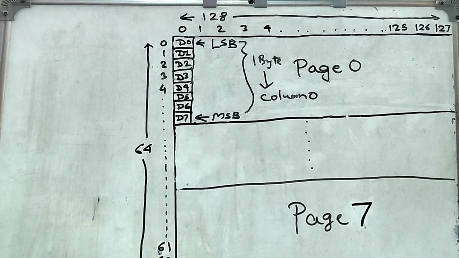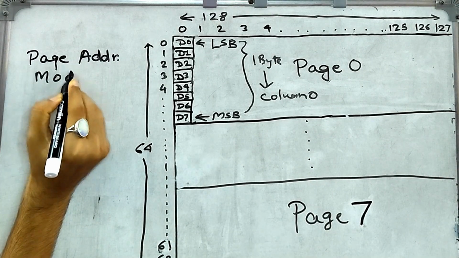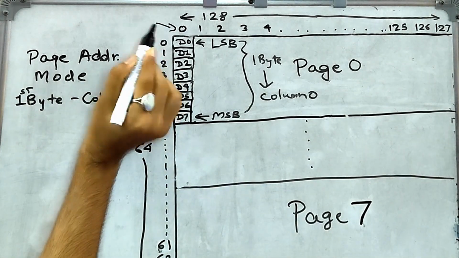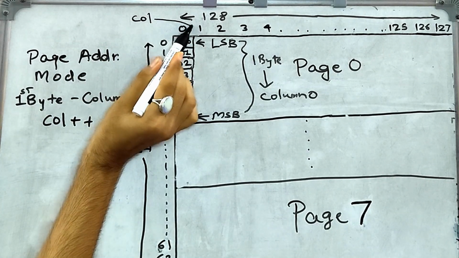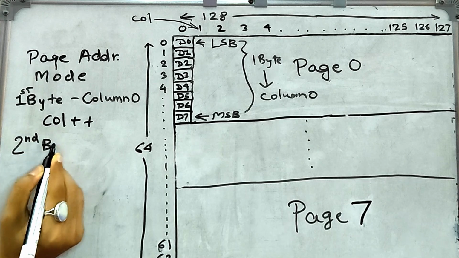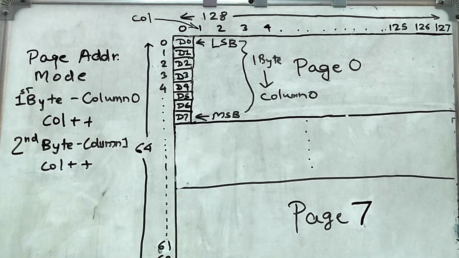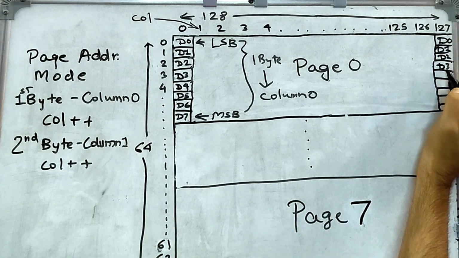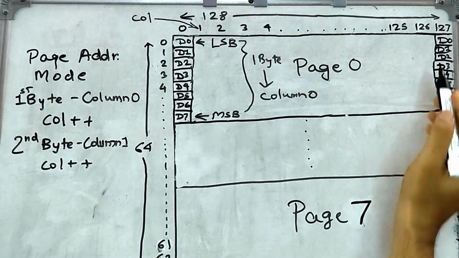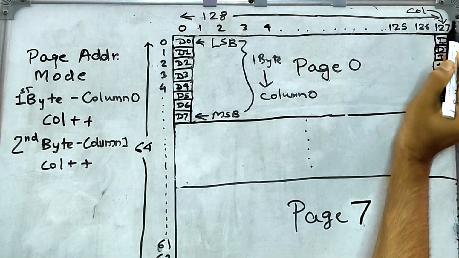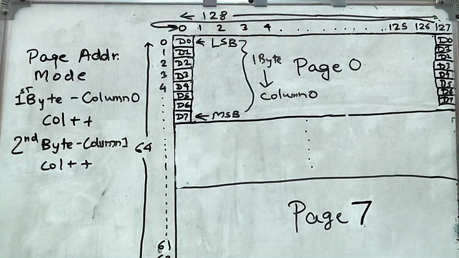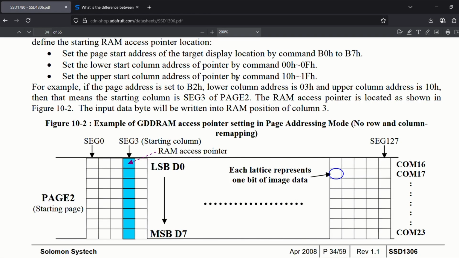In this mode, let's say we write our first data byte at column 0, page 0. Once this byte is written, the column pointer automatically increments by 1, moving to column 1. So the next data byte can be placed there. This continues until we reach column 127, at which point the column pointer resets back to column 0. Now, to move to the next page, we need to manually set the page address and repeat the process. There's a figure in the datasheet that shows this clearly.